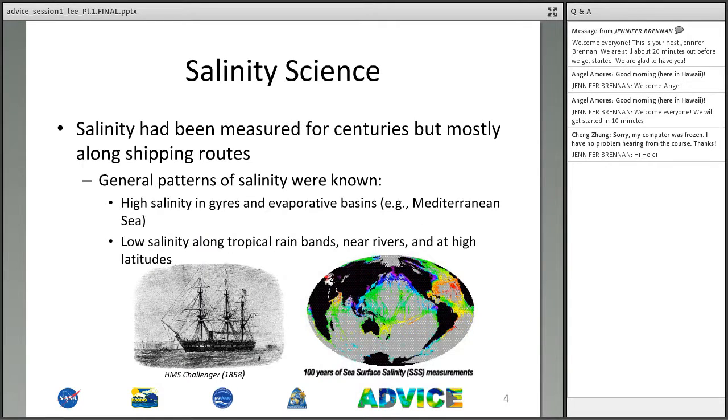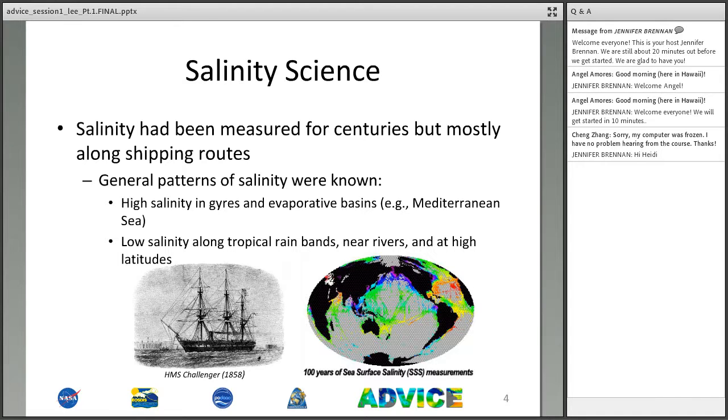So now, how is salinity measured? Traditionally, salinity is measured by ships. So in the picture in the lower left, it shows the HMS Challenger, which undertook the so-called Challenger expedition back in the late 1870s. It took near global measurements across the Pacific Ocean, Southern Ocean, and the Atlantic Oceans.